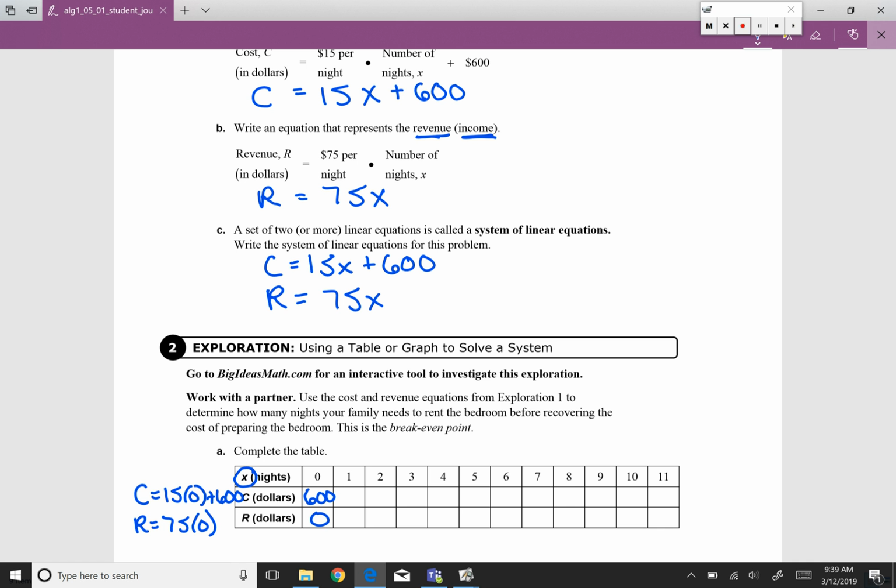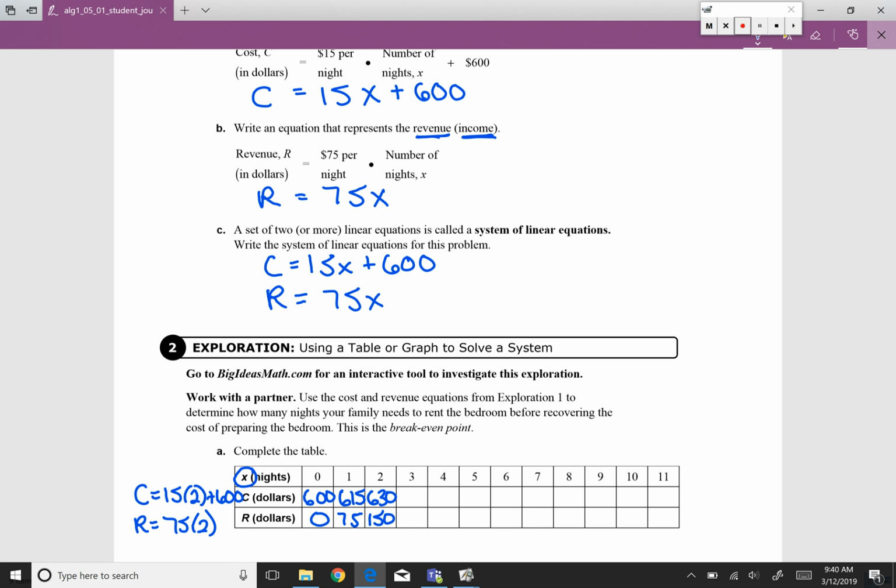So if we continue that, if we replace the 0 with a 1 now for the x, we have 15 times 1 is 15 plus 600. 75 times 1 is 75. So that idea of substituting values for x to get out our value for dollars for cost or revenue, that's an idea that should be pretty familiar to us. I'll do one more and then, just for the sake of time, I'm going to go ahead and fill in the rest of the table for us. So if I substitute a 2 in for x, 2 times 15 is 30 plus 600. 2 times 75 is 150.